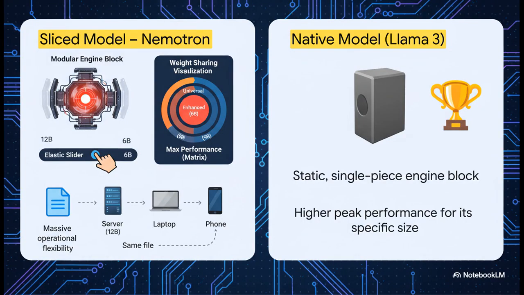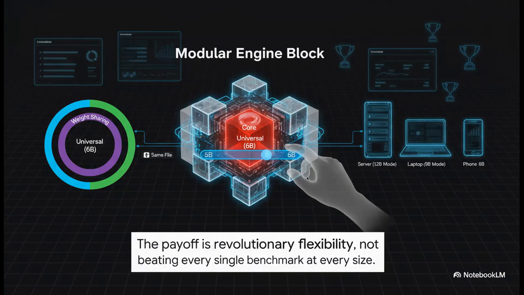And here's the honest-to-goodness trade-off. A native model like Llama 3 8B that was trained from day one to be exactly that size will probably eke out slightly higher scores on some benchmarks, but it gives you zero flexibility. The sliced Nemotron model trades that tiny little bit of peak benchmark performance for a revolutionary amount of operational efficiency and simplicity.